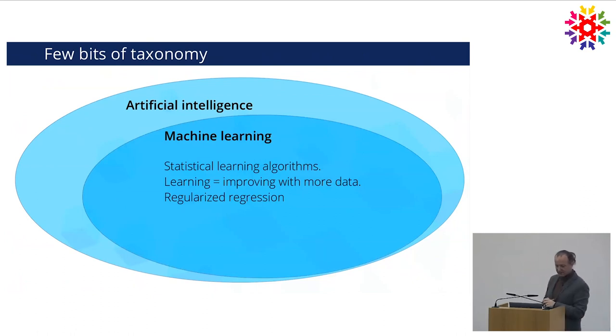And then I go to the next level. So a subset of artificial intelligence is what is called machine learning. This is also to clarify a little bit. They are almost synonyms, but not exactly the same. In machine learning, the algorithm is learning. And learning from an algorithmic point of view means that this algorithm is giving as an output a predictive model, and this has to strictly improve with more data. So this is the essence of learning.